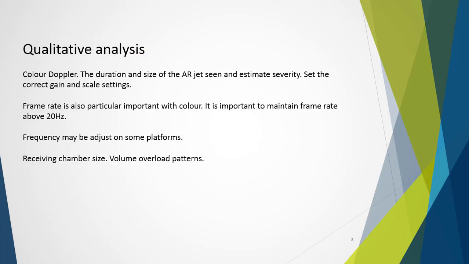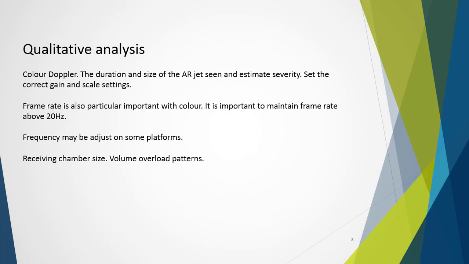The duration and size of the AR jet seen estimates severity. It is important to have the correct gain and scale settings. Inappropriately high or low settings will make the jet difficult to assess, the severity in some instances not seen at all. Frame rate is also particularly important with colour, as the systems drop frame rates dramatically when colour is turned on.